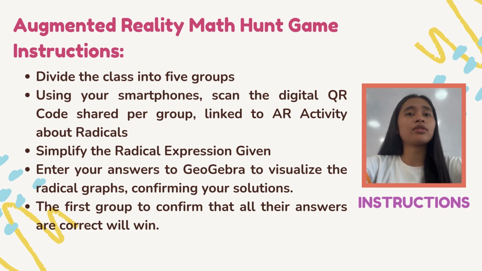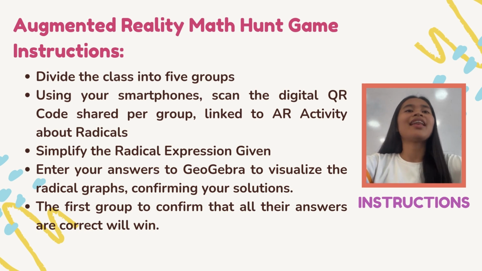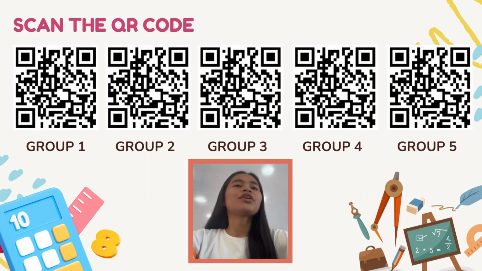Your task is to simplify the radical expression and enter your answers into GeoGebra AR to visualize the radical graphs and confirm your solutions. The first group to confirm that all their answers are correct will win. Any questions, class? If there's none, let the game begin. So here's our first QR code for each group. On the count of 3, you will all start. 3, 2, 1, go!